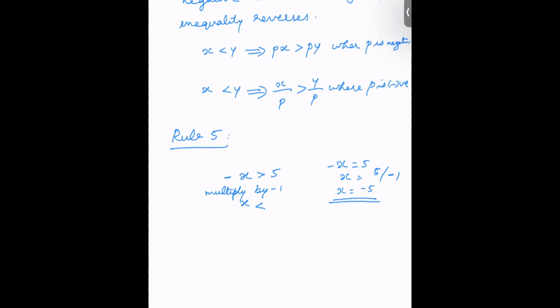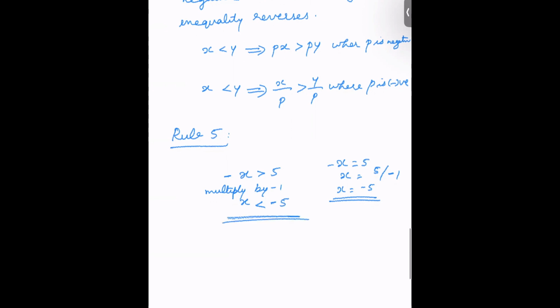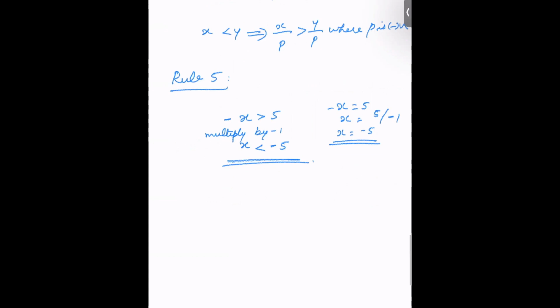So when you have negative x greater than 5, to find x, you will reverse your inequality symbol. So here this will become like this. X will become less than -5. So what does rule number 5 say?